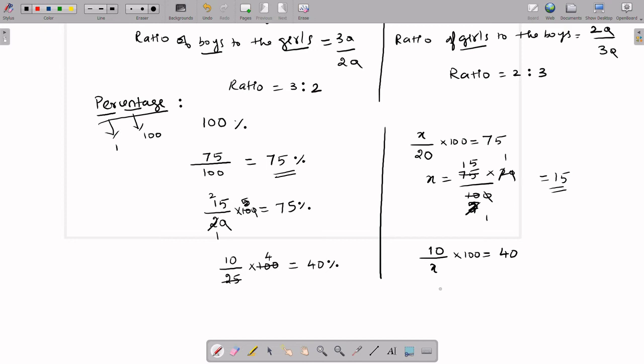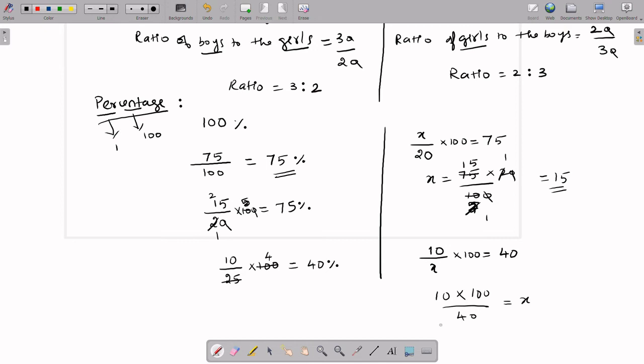So in that case, you take x here and 40 to the denominator, because we need to find the value of x now. So 4 into 100 divided by 40 is equal to x. The numerator is taken to the left hand side, and the denominator is taken to the right hand side.